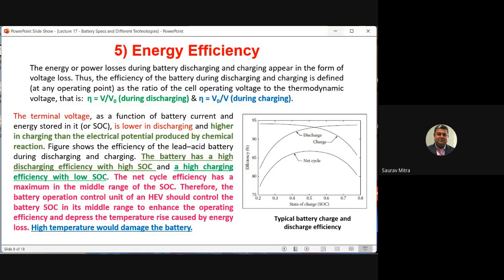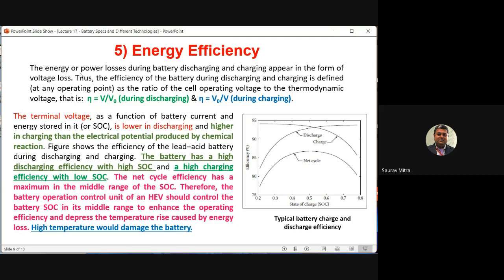What is meant by discharging efficiency? Discharging efficiency is how much charge you are giving at the output, because efficiency is always output by input, divided by how much charge you have in the battery. So during discharge, the battery is not charging. During discharge, the battery has to give everything from itself. Whatever it has, it has to give out everything. So this is discharge efficiency, and we are finding in both cases that when the SOC is around 0.5, at that time efficiency is maximum.